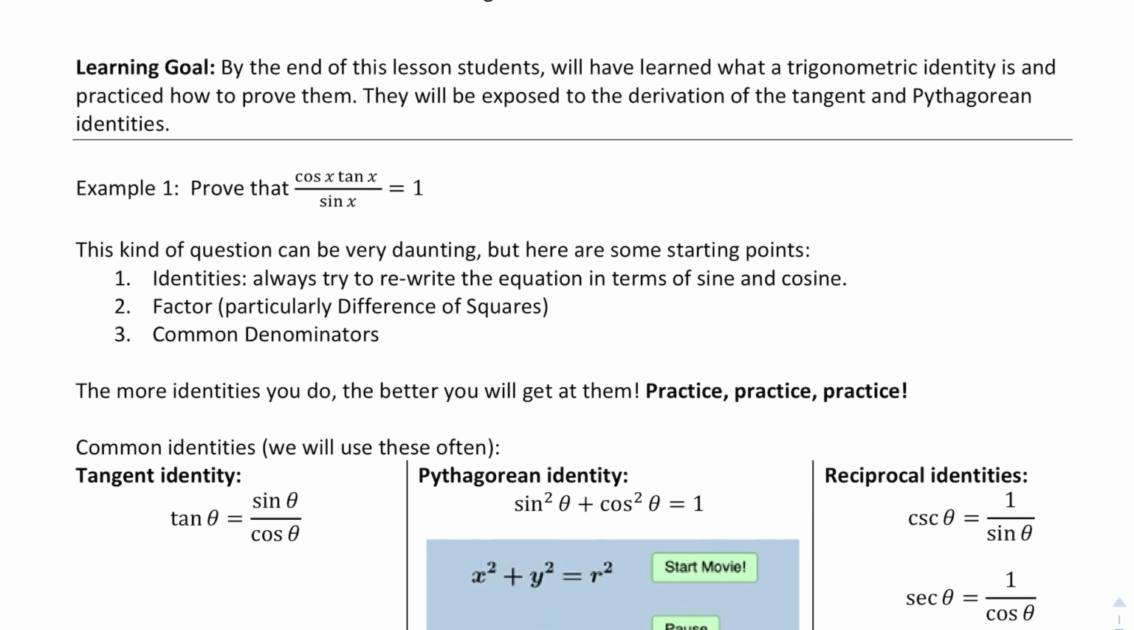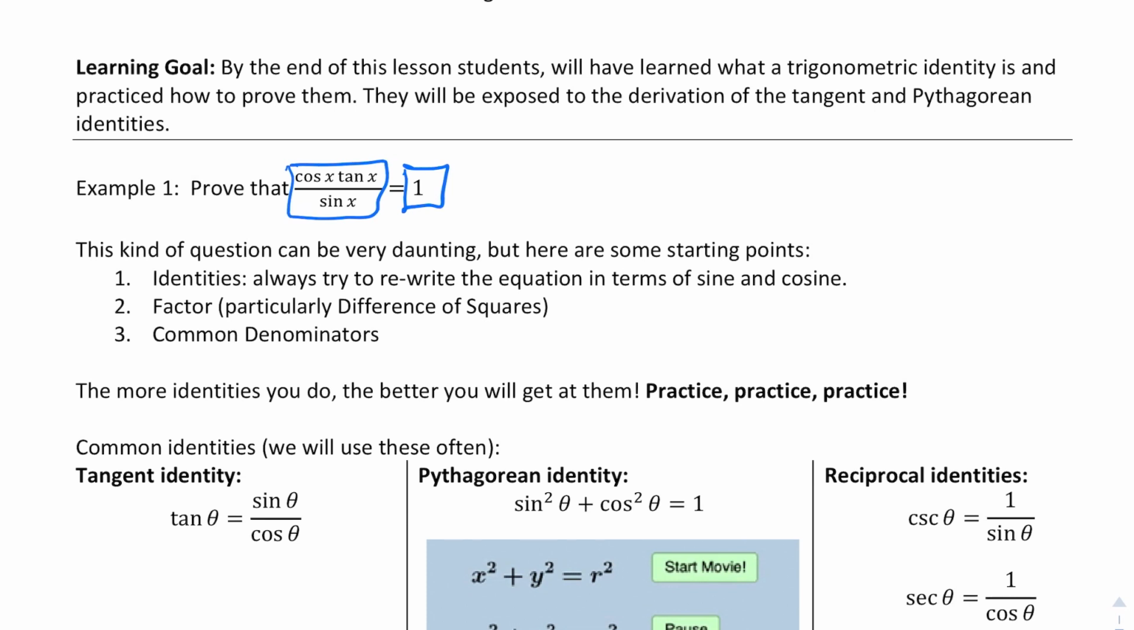So your goal when you are trying to show that you're basically trying to show two things are equal to each other. For example, I'm trying to show for this example that this side of the equation is equal to 1. And so for the layman, that's probably not obvious. And even for a mathematician, it's not completely obvious. So what we have to do is show steps that prove that cos x tan x over sine x is in fact equal to 1.